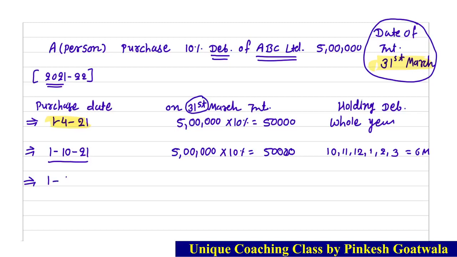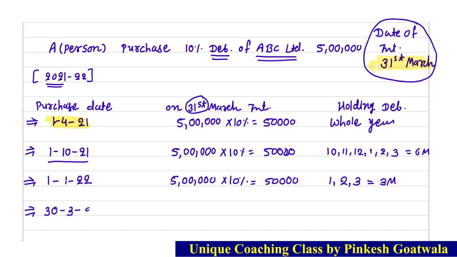Suppose he purchased debenture on 1/1/22. Here he is holding debenture for January, February and March, only 3 months. Even in this case he gets the full year 50,000 interest. Suppose he purchased debenture on 30 March 22. Look at 30 March 22. And what is the date of interest? 31st March. Interest ક્યારે મળે છે? 31st માં, એટલે કે next day.